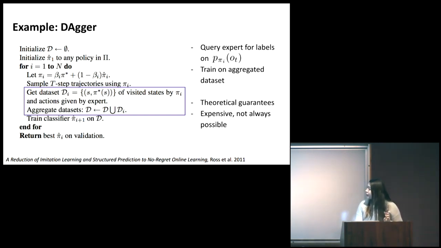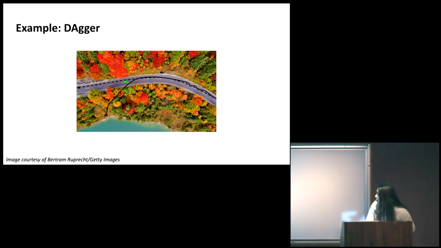But as you might imagine, this is pretty expensive, and it might not always be possible. So here, in the example we had before, maybe I saw that the car went off-road or veered off a little bit, but I could tell it to steer back on track, and then hopefully it would learn to have more robust behavior.